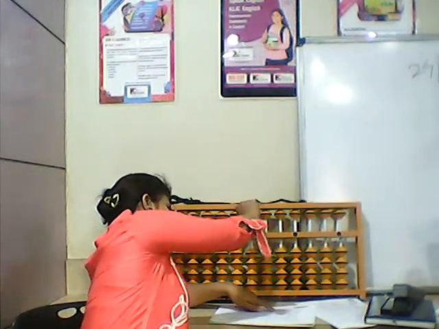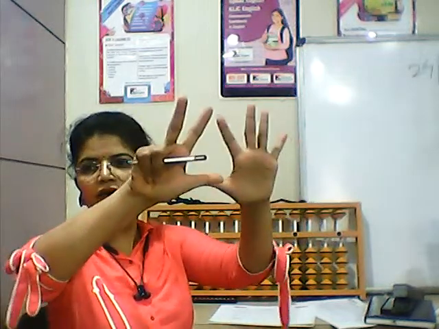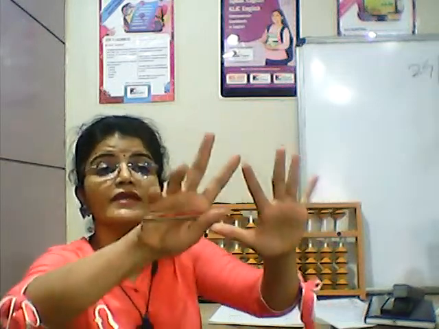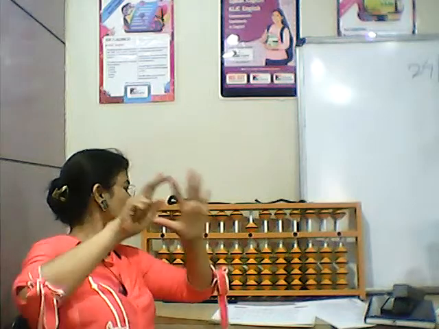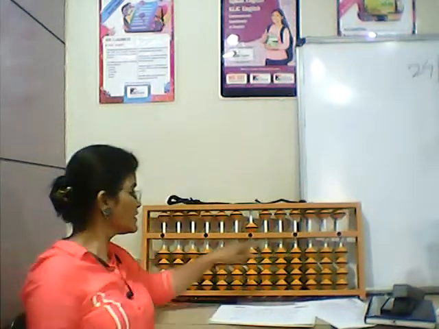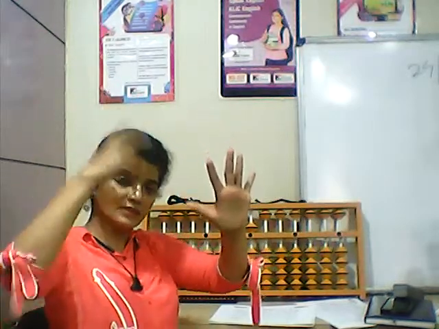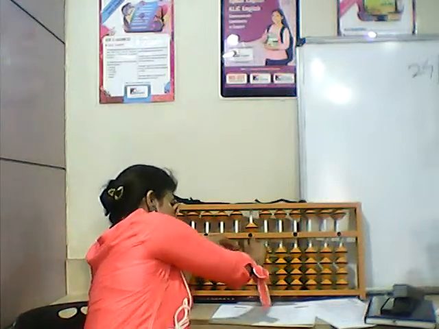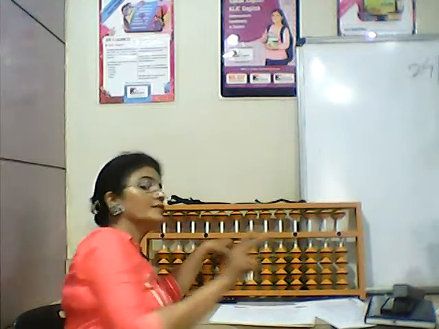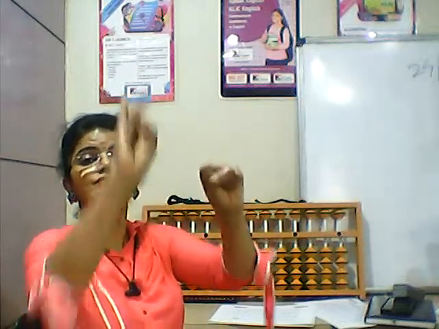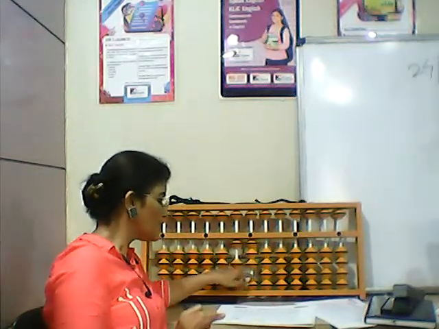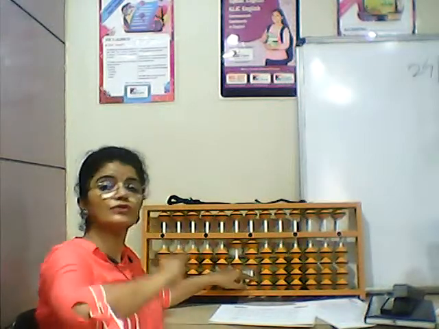5. Upper base down. 8. 8 ka friend minus 2. Minus 2 plus 10. Minus 2 to nahi hai, so plus 3, minus 5, plus 10. 3 up, 5 up, 10 up, minus 8. Eight ka friend plus two. Plus two to nahi hai.